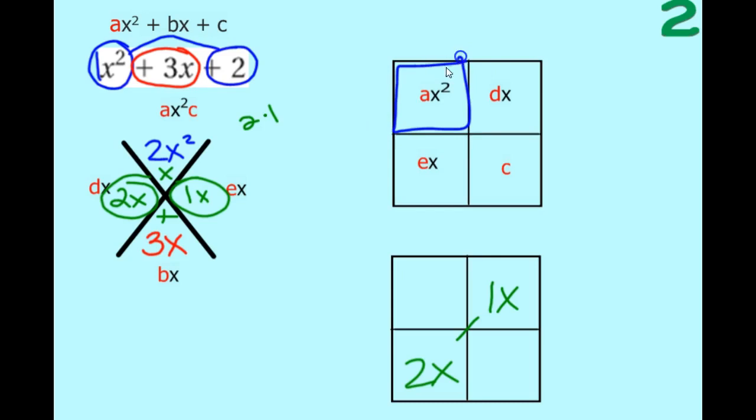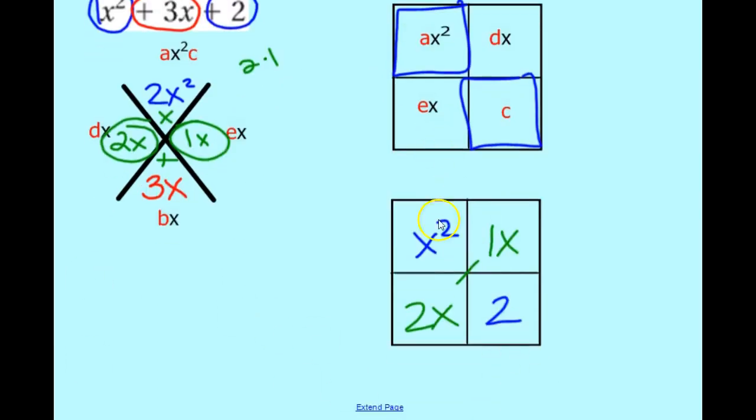Our first box is our first term, x squared. Our last box is our last term, 2. And then we need to factor, meaning what can we pull out of this? Well, an x times an x would give us x squared. X times 1 would give you 1x here, a positive 1. To get this box down here, we would need x times 2. And you just got to check your last box. 2 times 1 is 2.